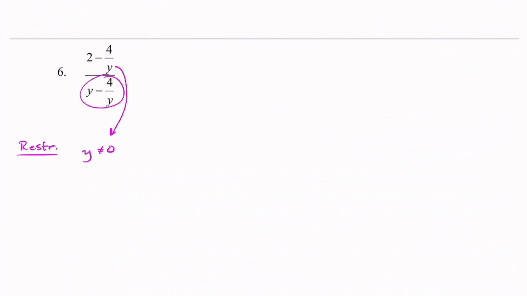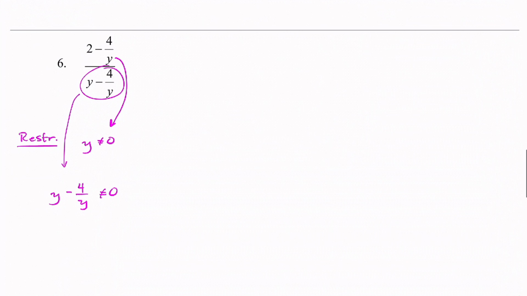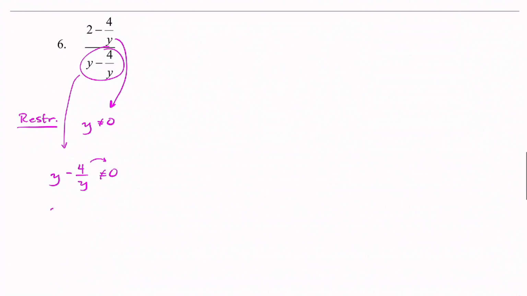So that whole thing cannot equal 0. So bringing that one down, I'm going to have y minus 4 over y cannot equal 0. So this one's a little tougher. So we need to isolate and solve for y. So first thing I'm going to do is move this minus 4 over y to the other side. And when it moves over, the sign will change. So I'll have a positive 4 over y.